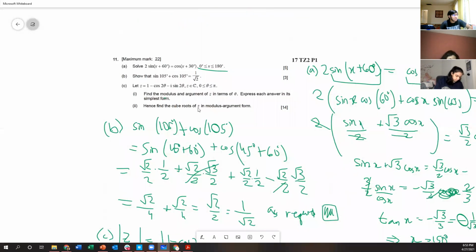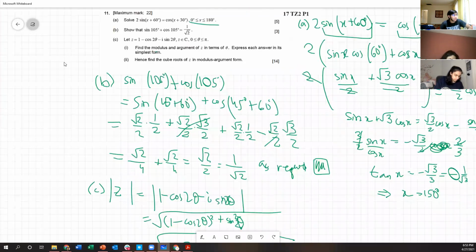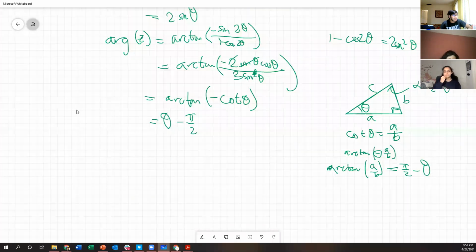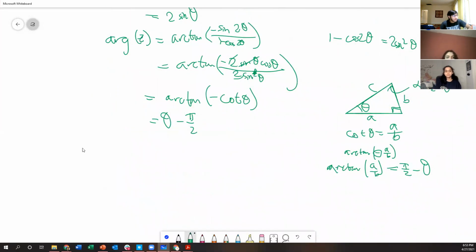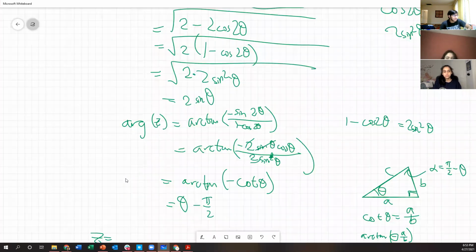Okay. Last part to this question. Hence, find the cube roots of z in modulus-argument form. We're going to find the cube roots of z. Well, we already found out that z was going to be, well, we know the modulus of z, 2 sine theta.